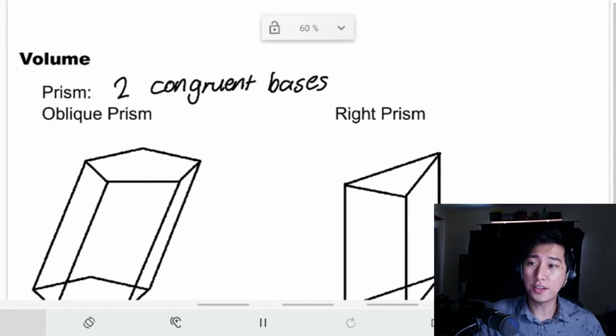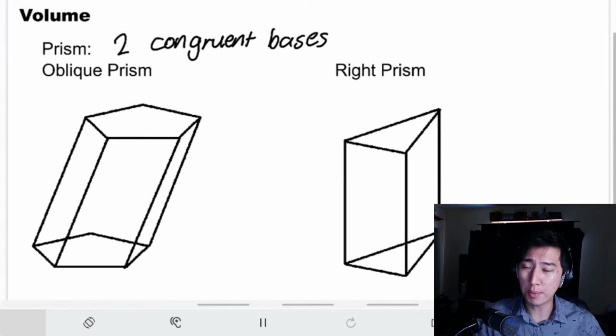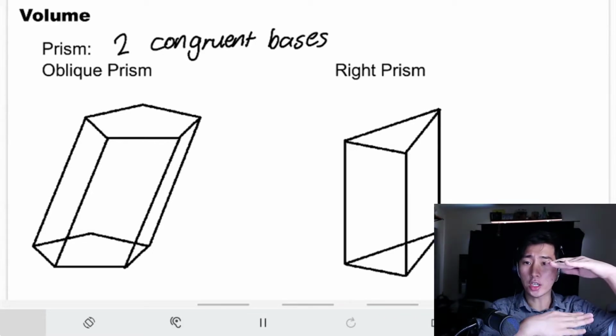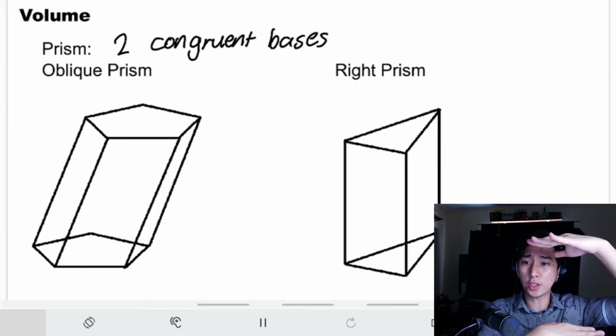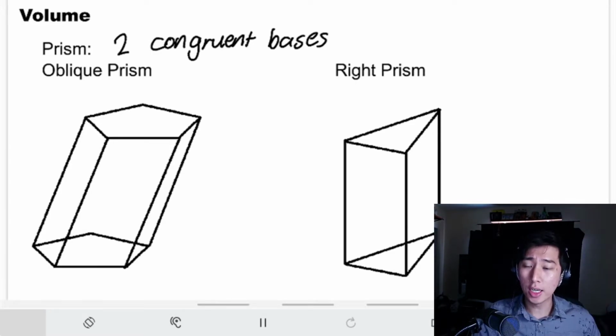Okay, that's what defines a prism, is when we have two congruent bases. Now, as you can see, there are two types of prisms, oblique prisms and right prisms. When we're dealing with oblique prisms, my bases are going to be offset a little bit like this, whereas if I'm dealing with right prisms, they're going to be directly on top of one another, kind of like that. So when we're dealing with prisms, oblique prisms are going to be offset, right prisms are going to be directly on top of each other.